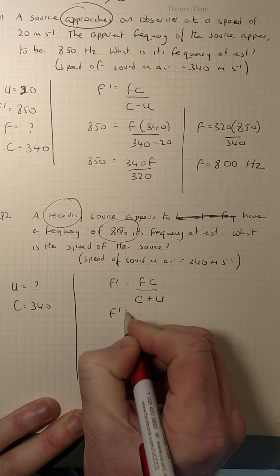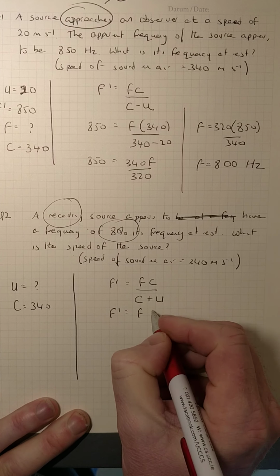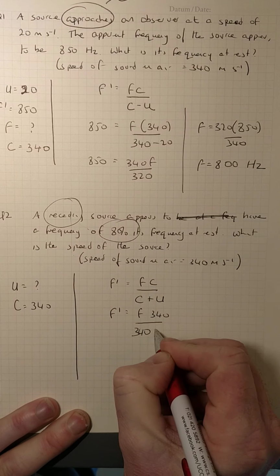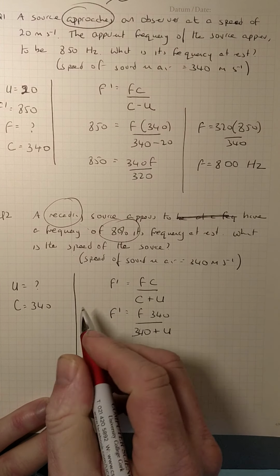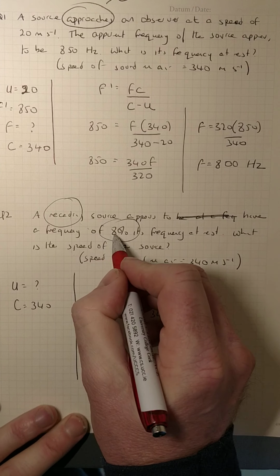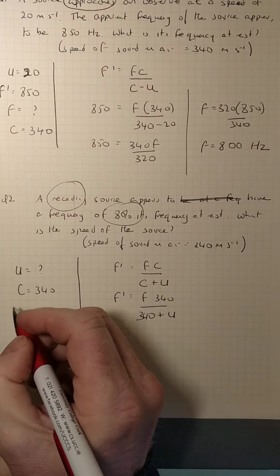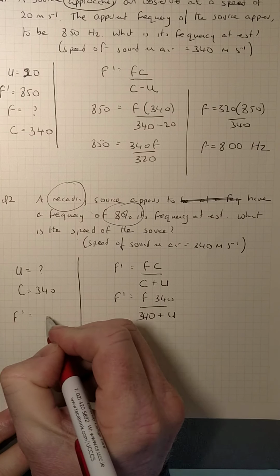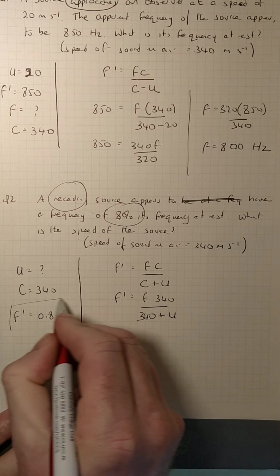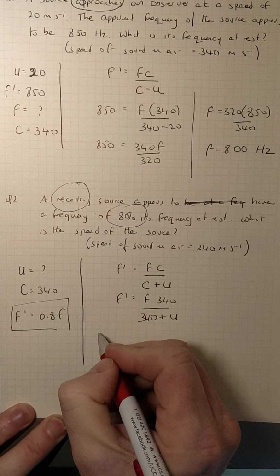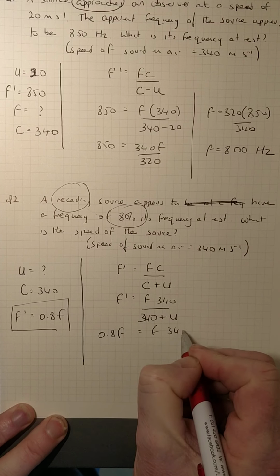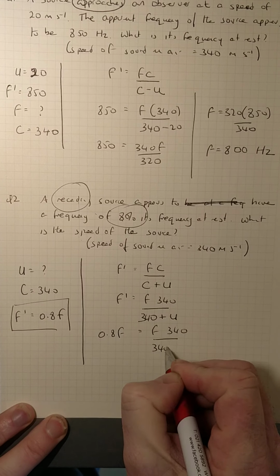If we were to fill that in with what we have, we have three unknowns. There's a problem, but of course we have more information. We're given that the apparent frequency is 80% of the original frequency. So look, f dash is 0.8 of the frequency, isn't it? So instead of f dash I can put in 0.8 of the frequency, and happily you can cancel.